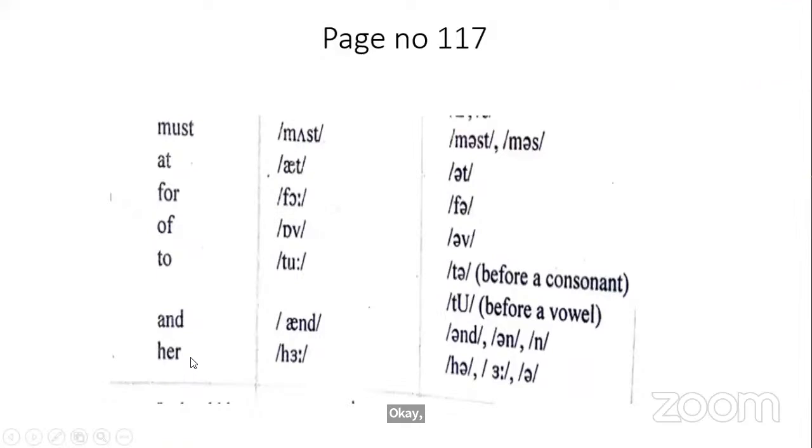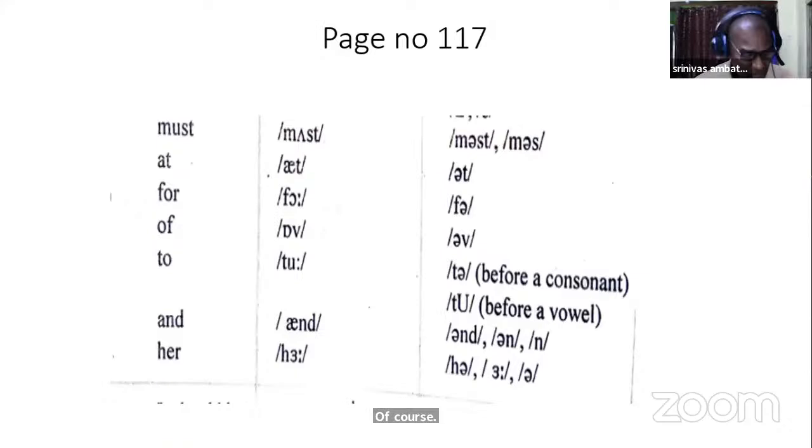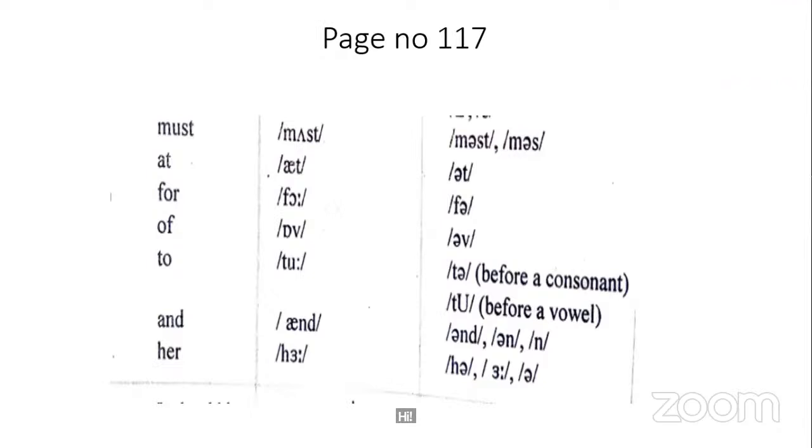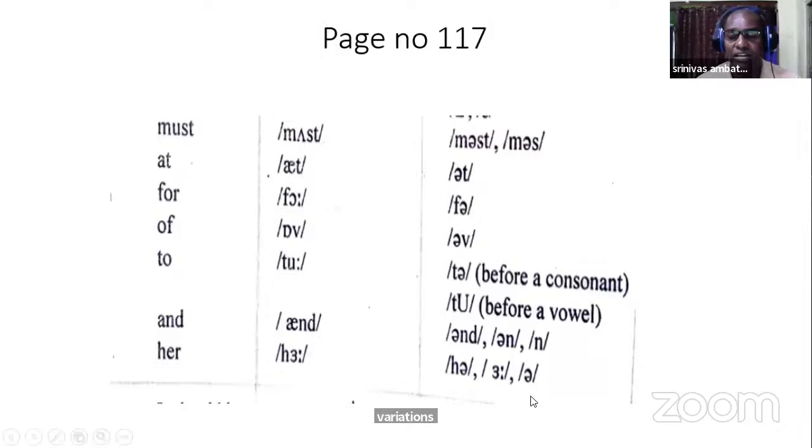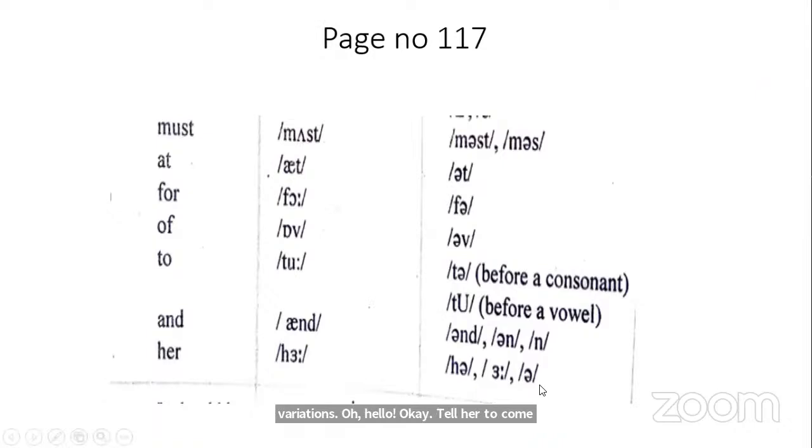Last one. "Her". Your tongue will roll inside when you say this. It has three variations, weak forms. Tell her to come. I'm not saying "tell her to come" in the strong form. Are you observing? Yes. Tell her to come. Ask her to get.